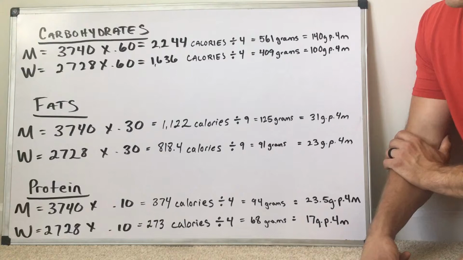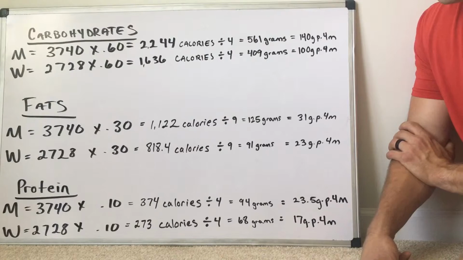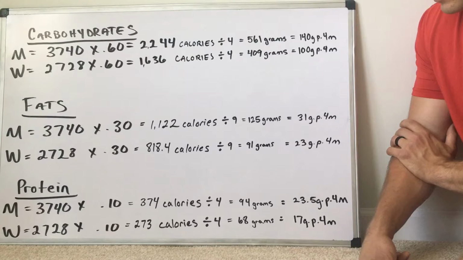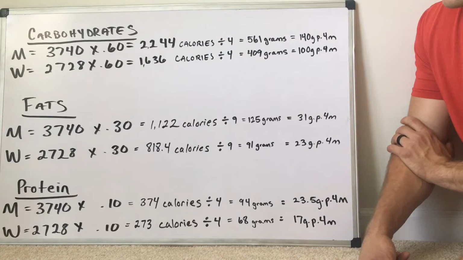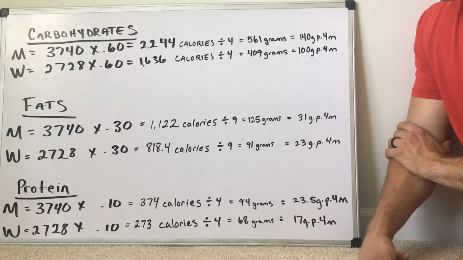For protein, you're at 10%. So men, 3,740 times 0.10, or 10%, is 374 calories. Divide that by 4 because 1 gram of protein is 4 calories. So 94 grams for men per day and 23 per meal. And women, 2,728 times 10% is 273, divided by 4 is 68 grams per day. Divide that by 4 is about 17 grams per meal if you're having about 4 meals. So this is the daily recommended intake for the average man and woman.